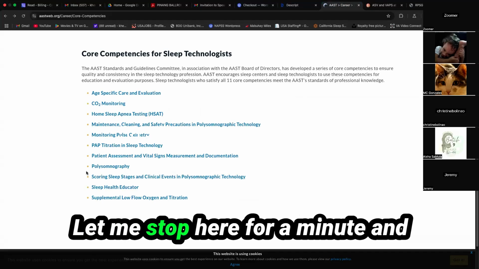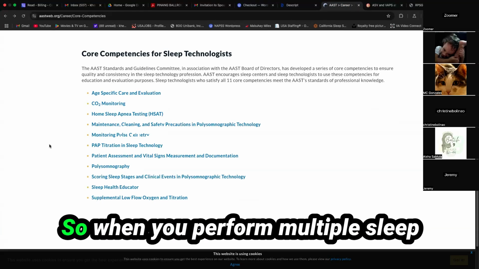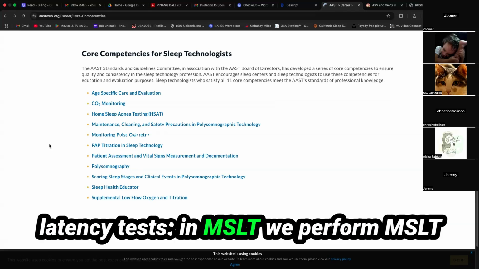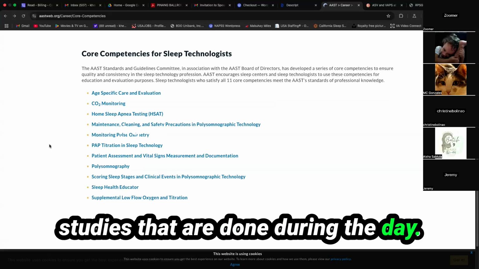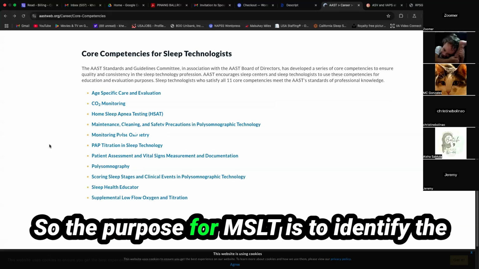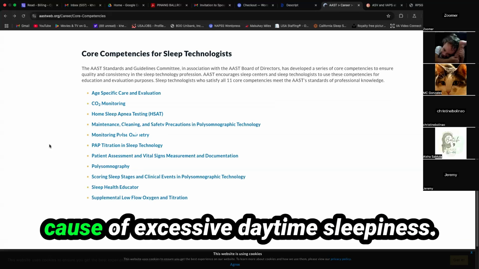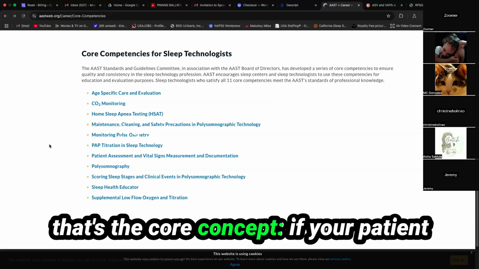All right. Let me stop here for a minute and ask if anybody has any questions. So when you perform multiple sleep latency tests, MSLT, we perform MSLT and MWT. These are our only two sleep studies that are done during the day. But MSLT, what's the purpose for MSLT? So the purpose for MSLT is to identify the cause of excessive daytime sleepiness if the patient is negative for apneas. That's the core concept.